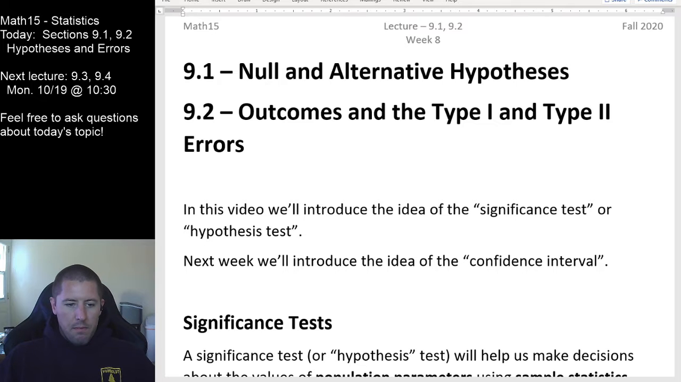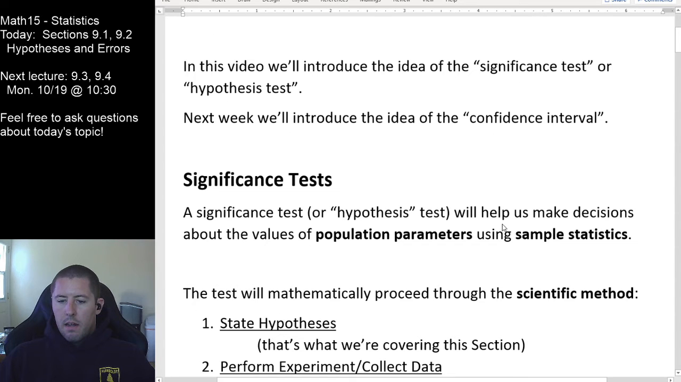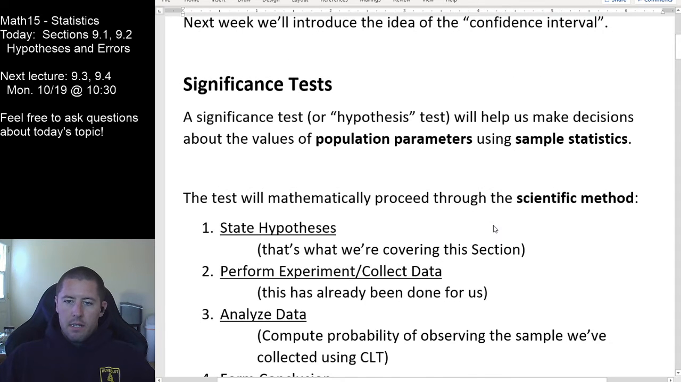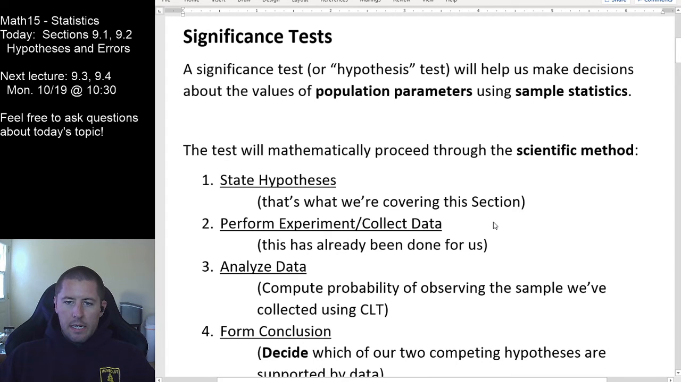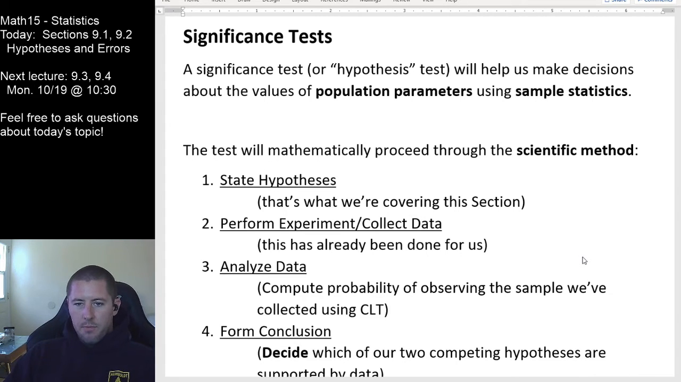So first things first, let's talk about what the significance test is, and let's talk about what values of interest we need to be able to identify to perform these significance tests. And again, this is basically an idea that we're going to follow for essentially the remainder of the semester, the significance test right here. So this stuff's really important. This won't go away. This is basically what we're doing for the rest of this class, more or less.